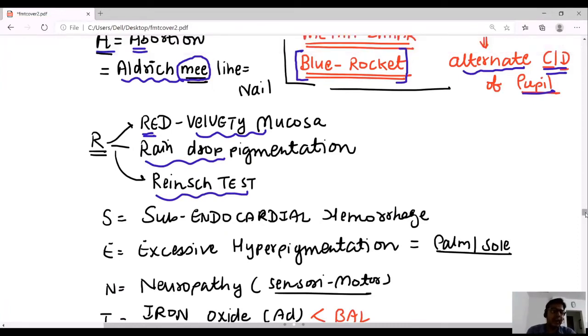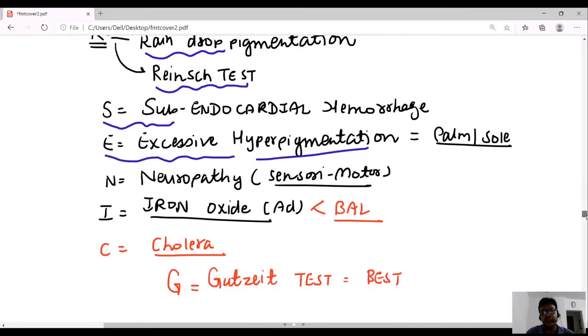R for red velvety mucosa, raindrop pigmentation and rinsch test. Some old questions come in the exam on these. S for subendocardial hemorrhage. E for excessive hyperpigmentation of palm and sole.